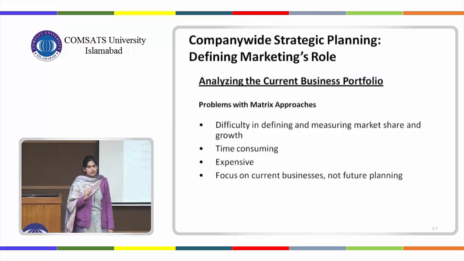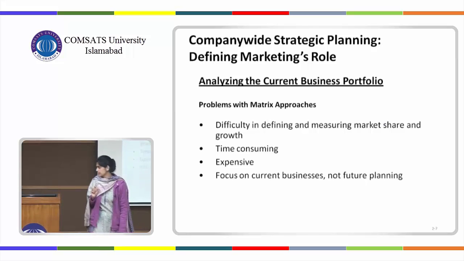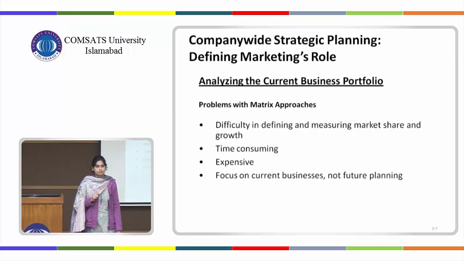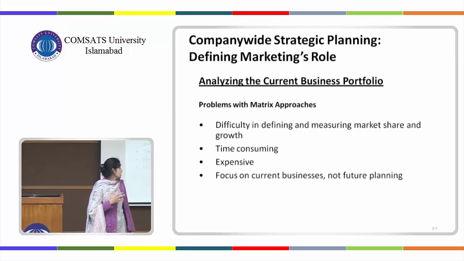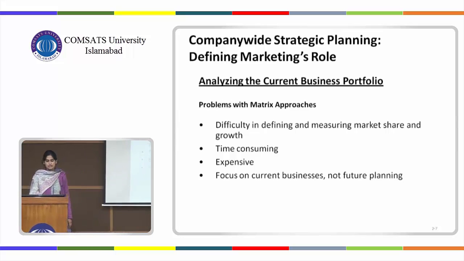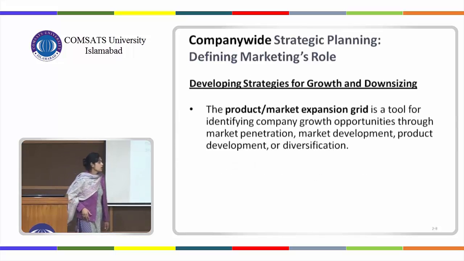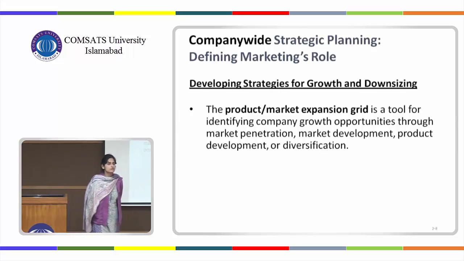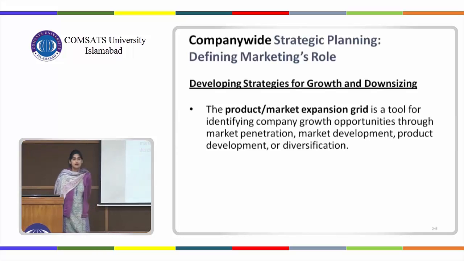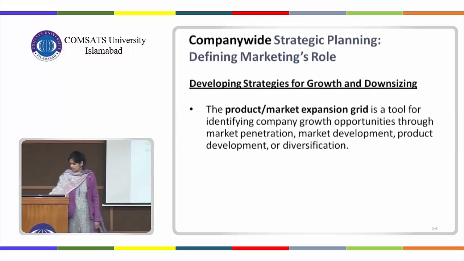Then we discussed a few problems with Boston Consulting Group. What are the different problems? The first problem is that it is difficult to define market share, it is difficult to define growth. There's not enough data available. Then it is time consuming, it is expensive, and it focuses on current business, not future, right? So if it does not focus on the future, what would? The next element, that is the marketing expansion grid.